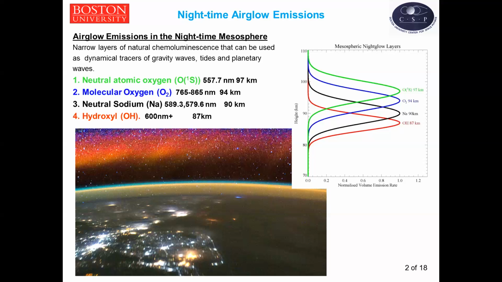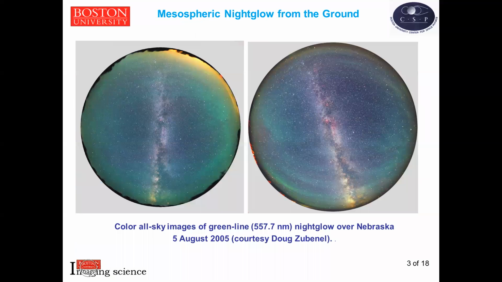You can see the broad red line atomic oxygen layer at 250 kilometers in the F region. And then below that, you can see a thin green line, which is the green line due to atomic oxygen in the upper mesosphere, and also a sodium. You can see the neutral sodium layer as well. Here's a view of the green line from the ground. You can see the green line oxygen there. This is an all sky image. The zenith is right in the center of each image, and the horizon is around the edge.